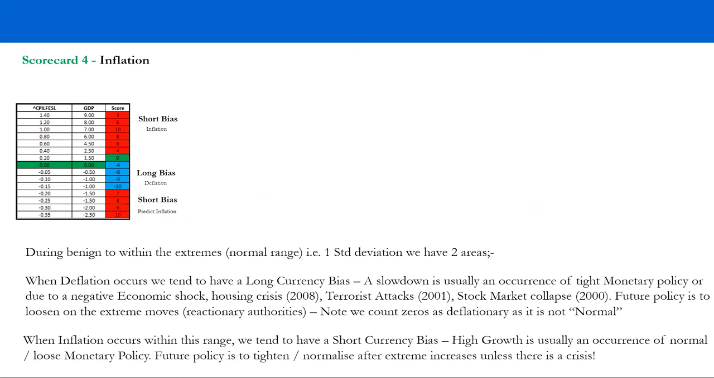Now, when inflation occurs within the normal range, so when we're looking at the positive side, we tend to have a short currency bias. And throughout history, high growth is usually an occurrence of very normal or extremely loose monetary policy. The future policy, if inflation does get out of control, is to tighten and try to normalize after the extreme increases or during the extreme increases, unless, of course, there's a crisis.